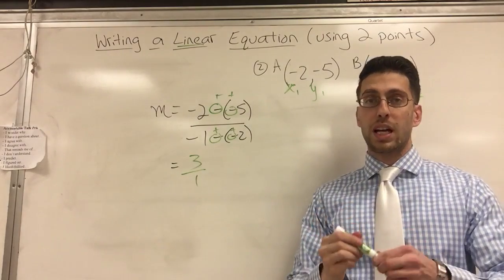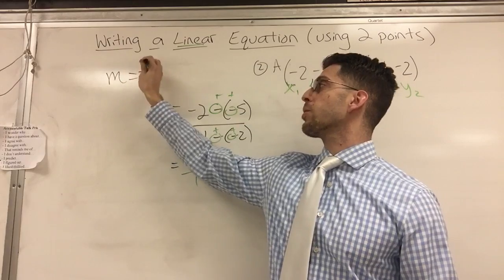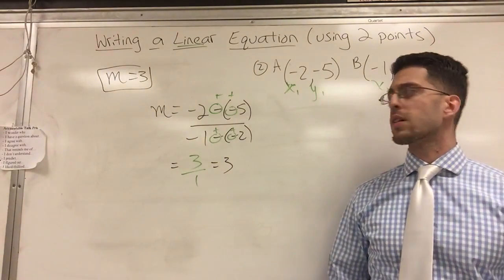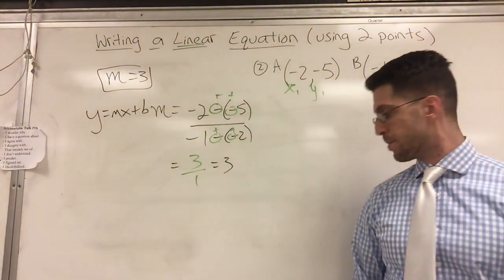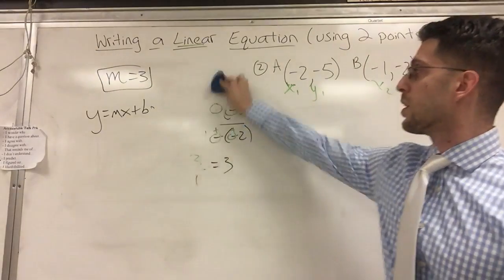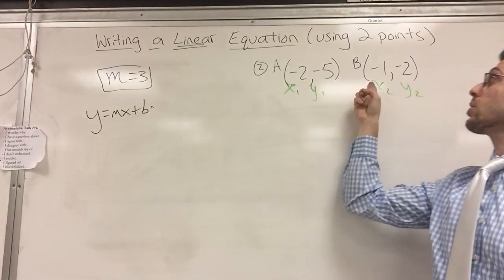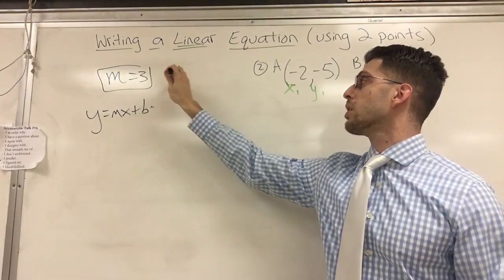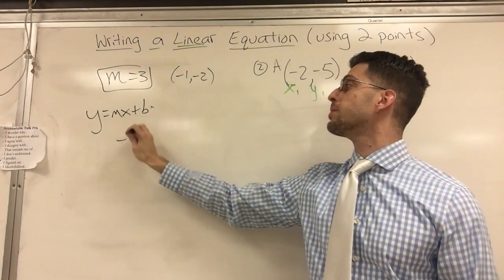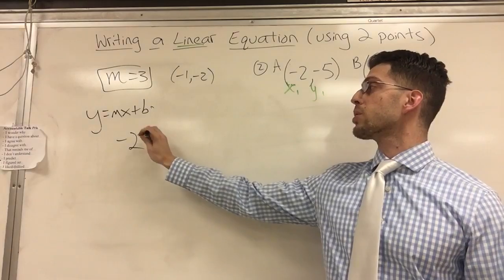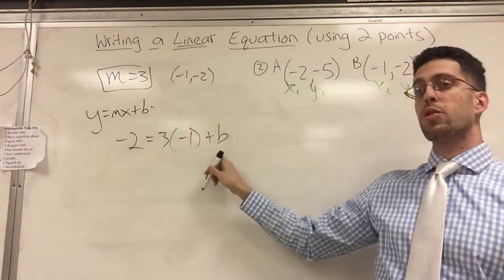So that worked out pretty well. I got a positive answer. 3 over 1 is 3. So I already know my slope is 3. Now what do I do next? Let's see, y equals mx plus b, right? I know to pick my favorite point. I'm going to go with the easier one, -1 comma -2. So y is -2 equals m, which is 3, times x, which is -1, plus b, the thing I'm trying to find.